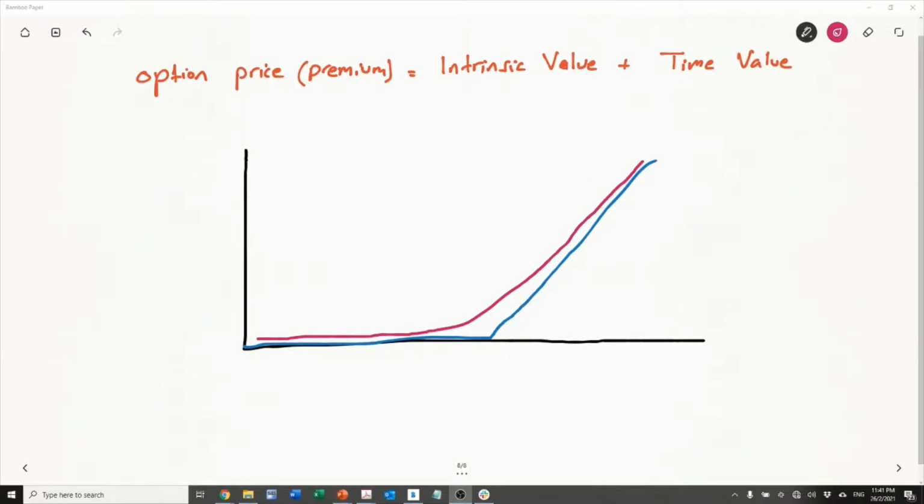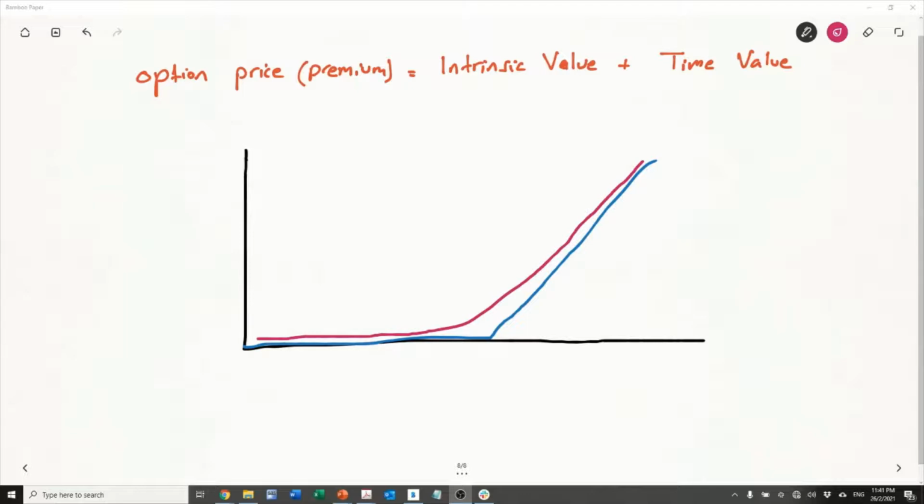Now what's the time value exactly? The time value takes into account the possibility that the stock price will increase higher than its current level. What does this mean for the call option holder? It means that the payoff of the option will be higher.